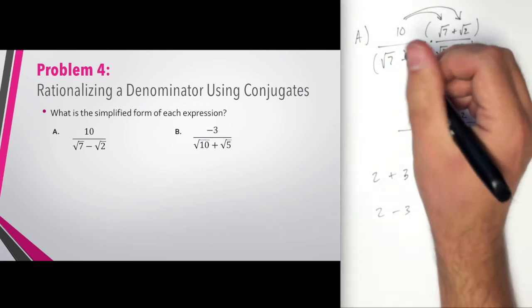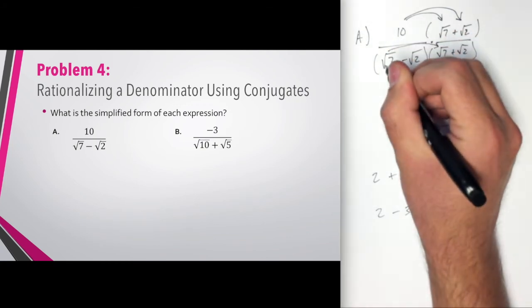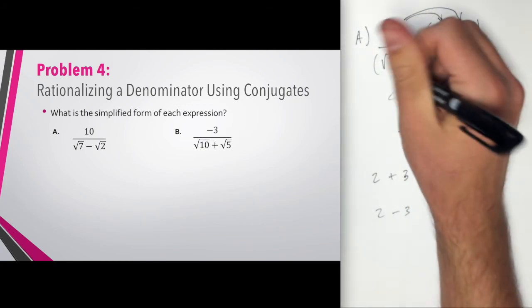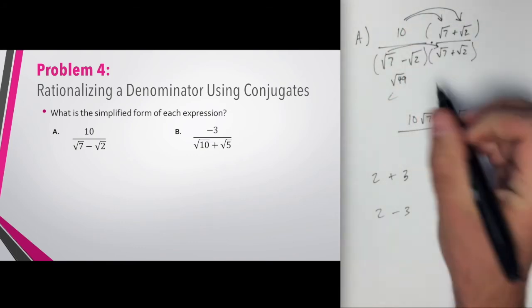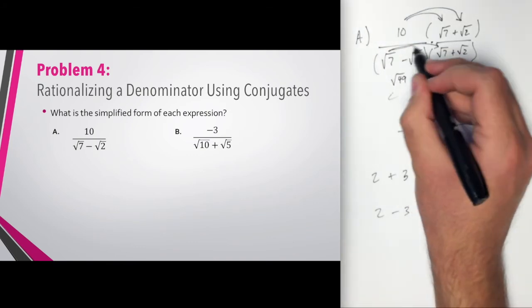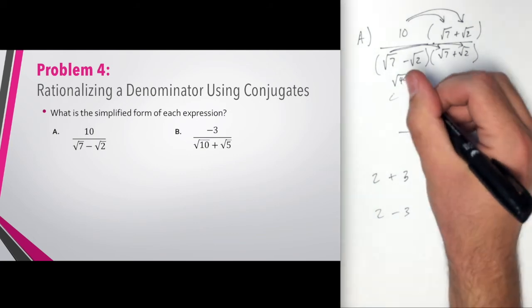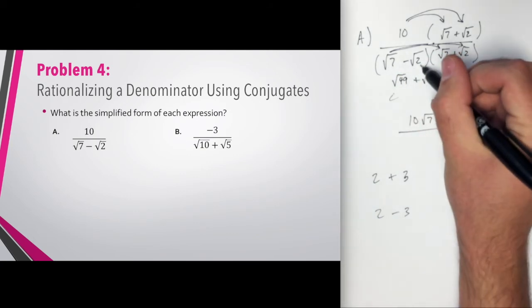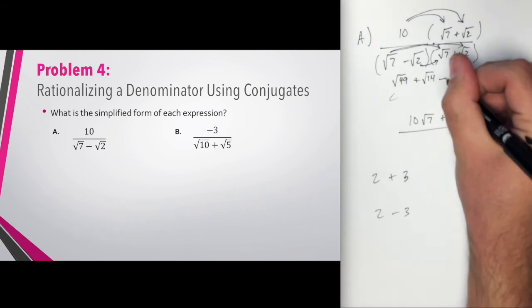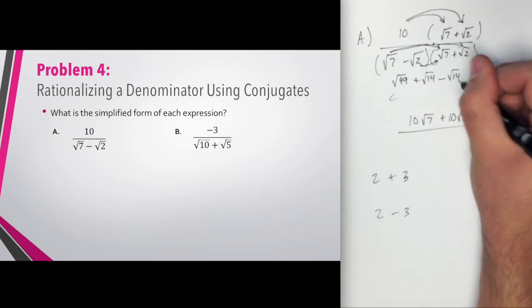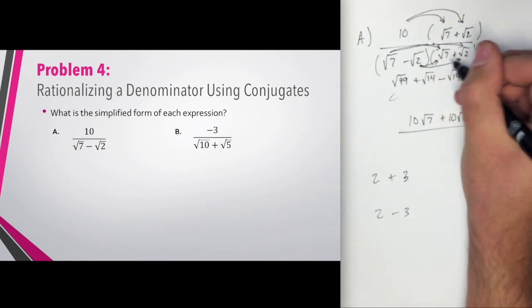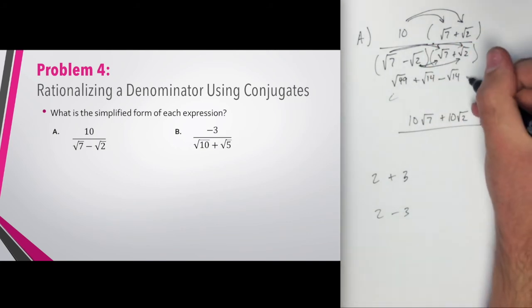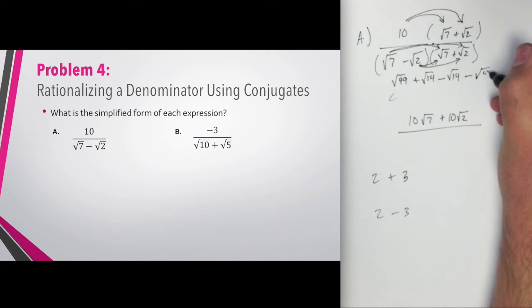So FOILing this, square root of 7 times the square root of 7 makes the square root of 49. The square root of 7 times the square root of 2 would be plus the square root of 14. Inner, negative square root of 2 times the square root of 7 would be negative square root of 14. And last, negative square root of 2 times square root of 2 would be negative square root of 4.